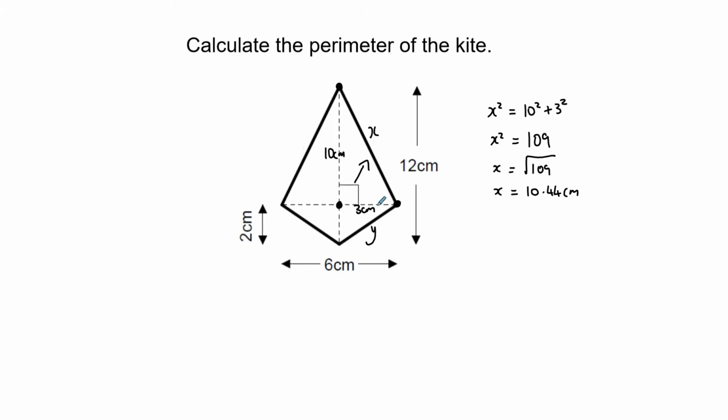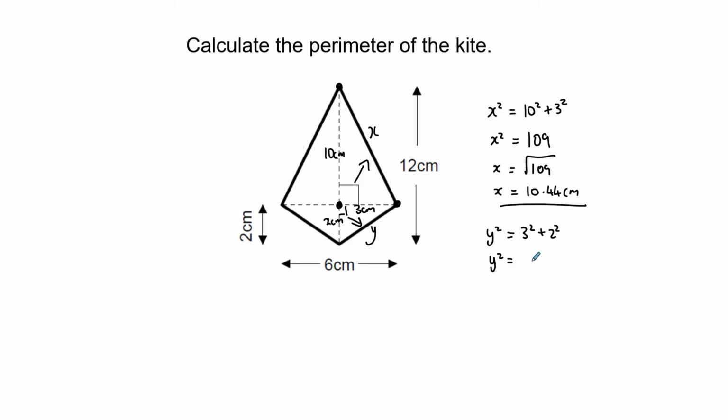Same idea for the Y. So we're looking at this bottom triangle here now. That part is 3, we already know that. That part is 2 from over here, so 2 centimeters. So we're just going to look at this little triangle here, and Y squared is going to be, again, there's your right angle. So it's going to be adding because we're pointing across to the hypotenuse, which is the longest side. So 3 squared add 2 squared.